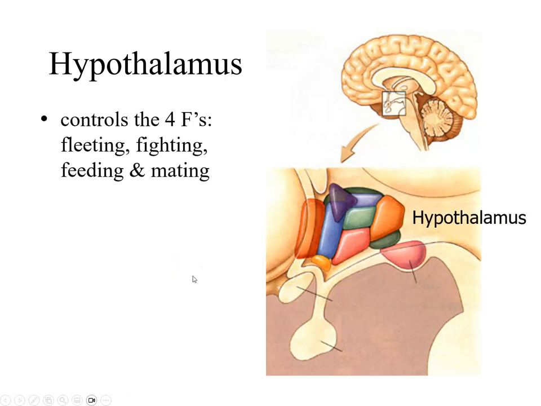Now, the hypothalamus controls the 4 F's: fleeing, fighting, feeding, and mating. I censored that one for you. So you can look at that. You can figure out, how does mating turn into an F? I'll let you figure that out. If not, ask your neighbor or your significant other, see if they can help you out there. But fleeing, as in running away, fighting, feeding, and then mating.